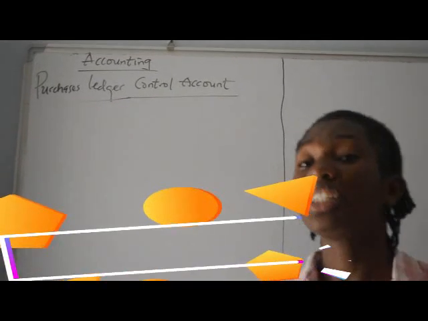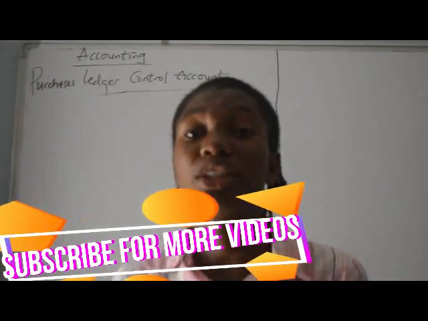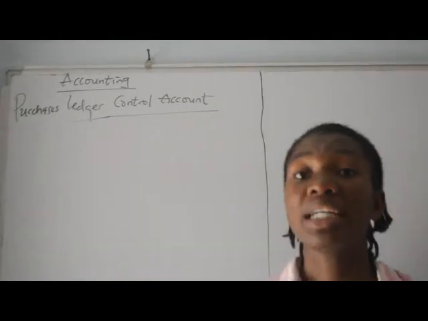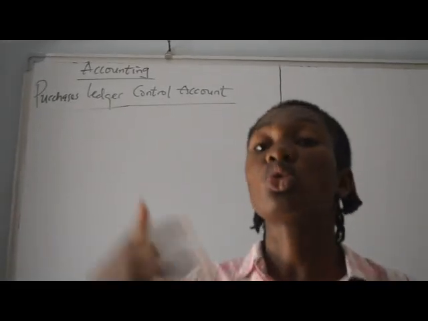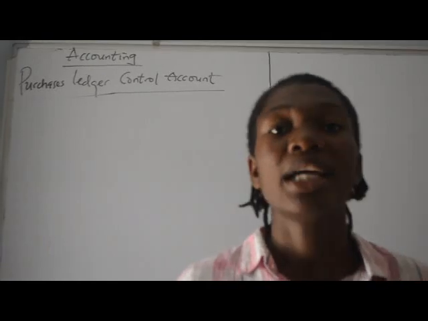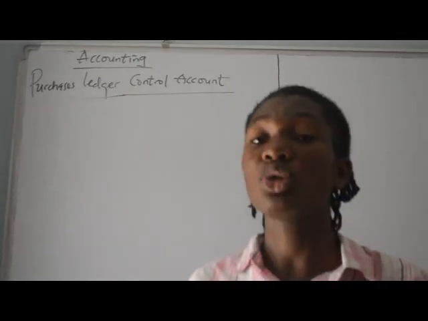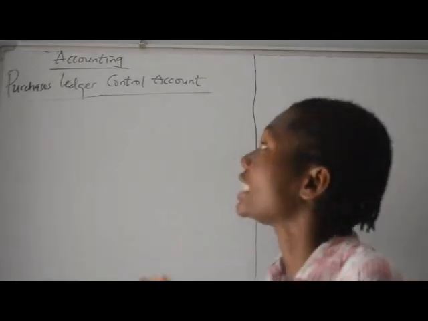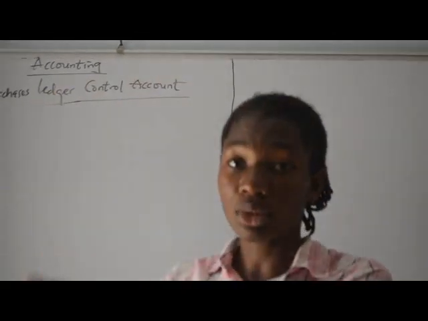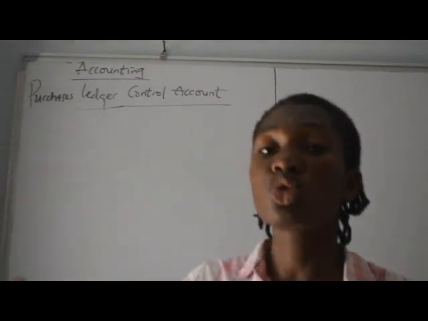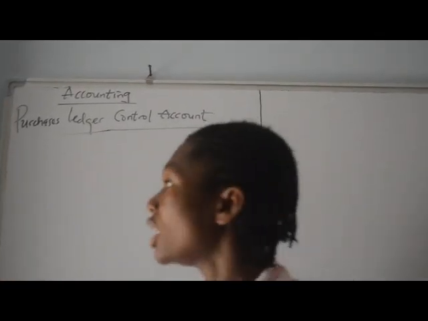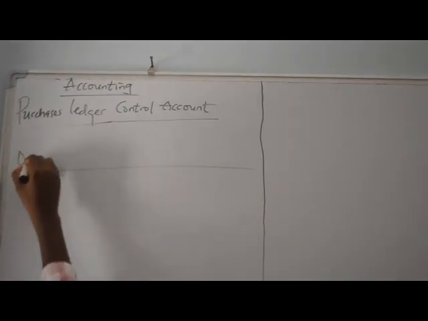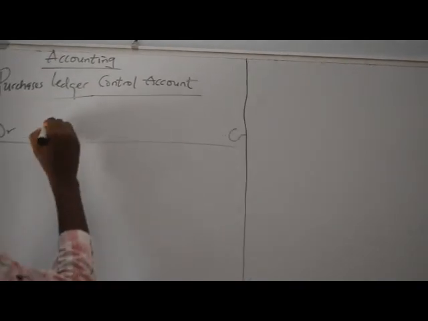Okay, now a purchase ledger control account is also called a total creditors control account. That means it's prepared to show the aggregate or the total amount owed to our creditors or our suppliers. Now, in our debtors ledger, I showed you how we can discover the total amount our debtors are owing us. But in this case, the total amount the business is owing to suppliers or its creditors. Now, in preparing our total creditors or our purchase ledger control account, I'll be giving us the format, okay?